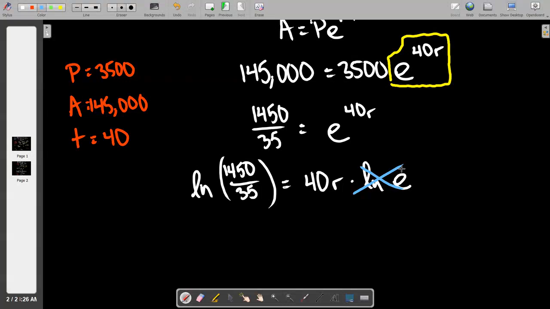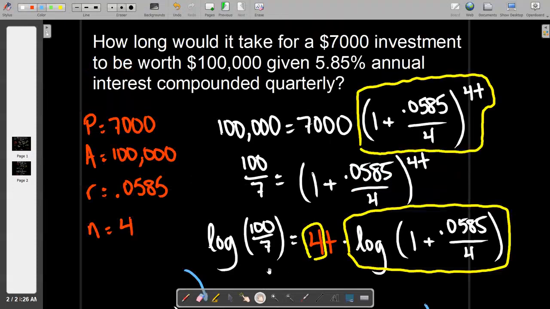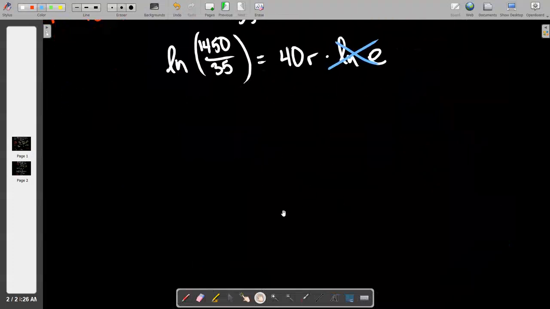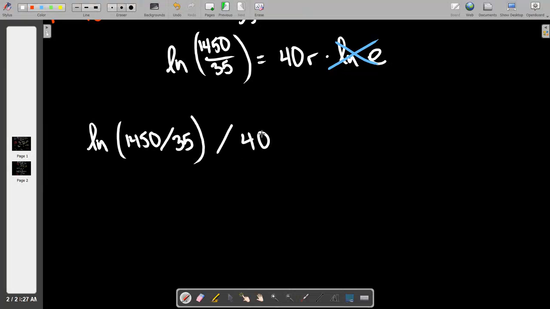What I really wind up having to type in is a lot simpler than on the last problem, because there aren't any complexities on the right-hand side. So we just type in the natural log of 1,450 divided by 35, close parentheses, divided by 40. Nice and clean, nice and simple. Move the decimal two places to the right, and what do you get? Perfection, 9.31%.